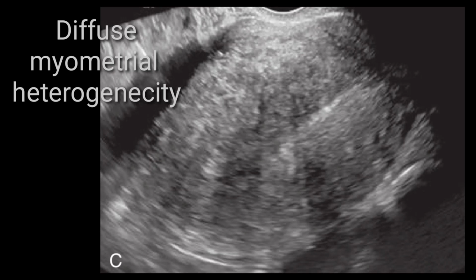So on this image, it is clear that heterogeneous myometrium can lead towards the diagnosis of adenomyosis, because there is no leiomyoma, no fibroid activity can be seen. So this is another example of adenomyosis.